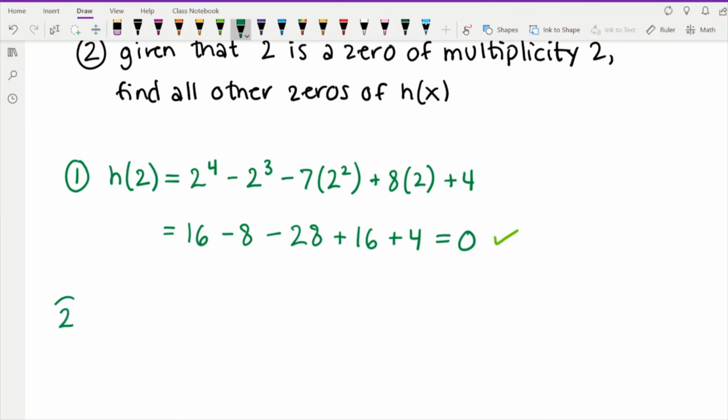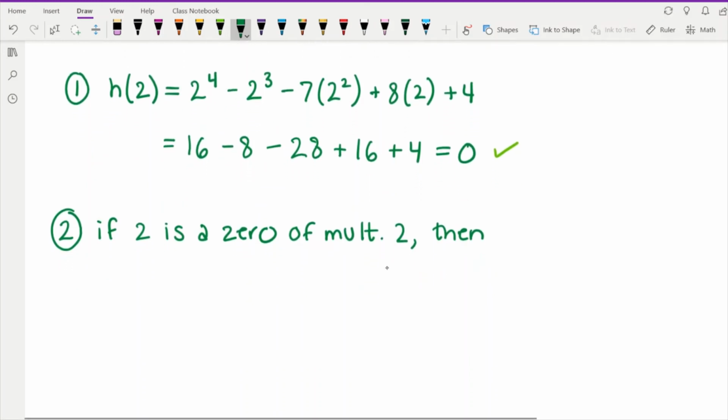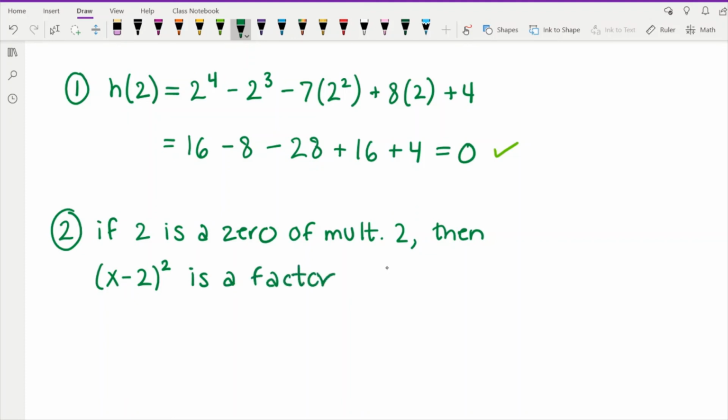Okay, so now how do we make use of this multiplicity business? On the last problem, we basically started by saying, well, if a certain number is a 0, then that tells us a factor, right? So if 2 is a 0, but it's not just a 0, it's a 0 of multiplicity 2, what does that tell us has to be a factor? Not just x minus 2. It is true that x minus 2 is a factor, but we can do better than that. x minus 2 squared has to be a factor, right? If it's a 0 of multiplicity 2, that means that it's actually x minus 2 squared.